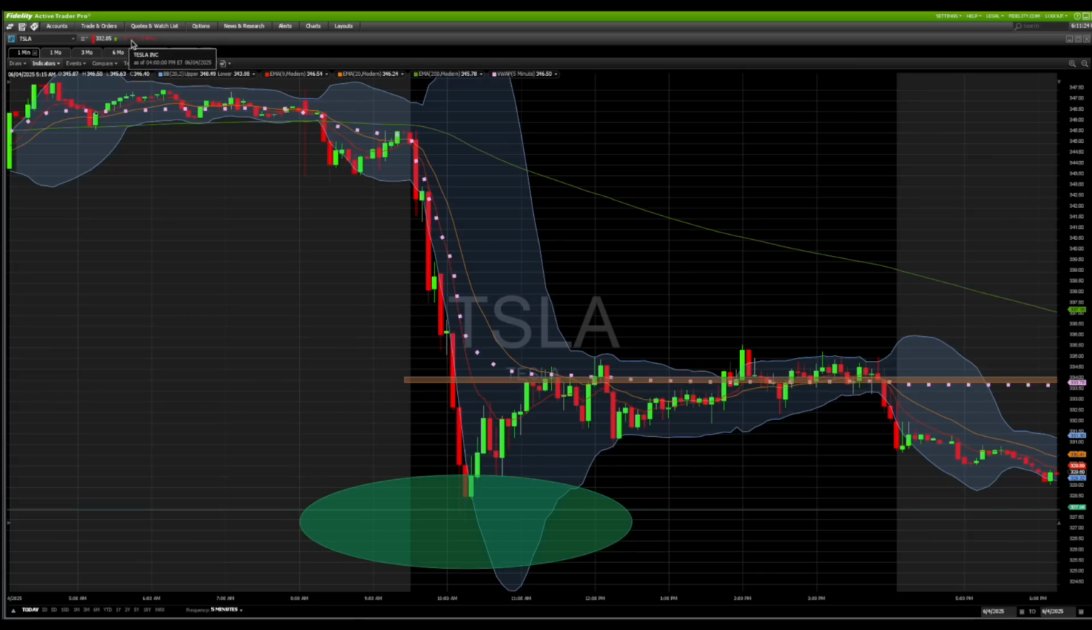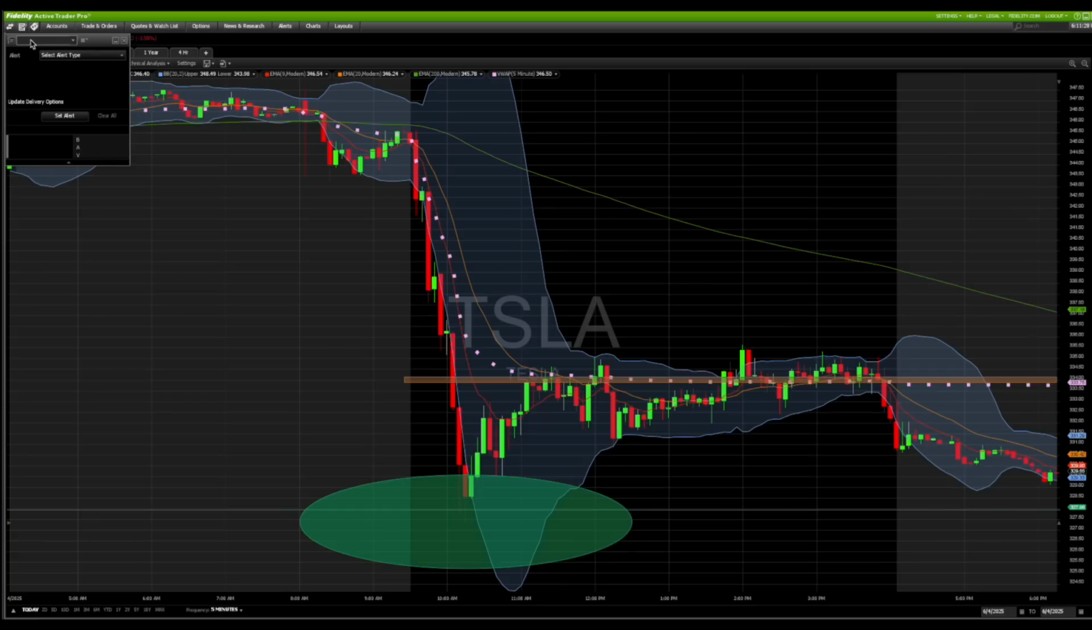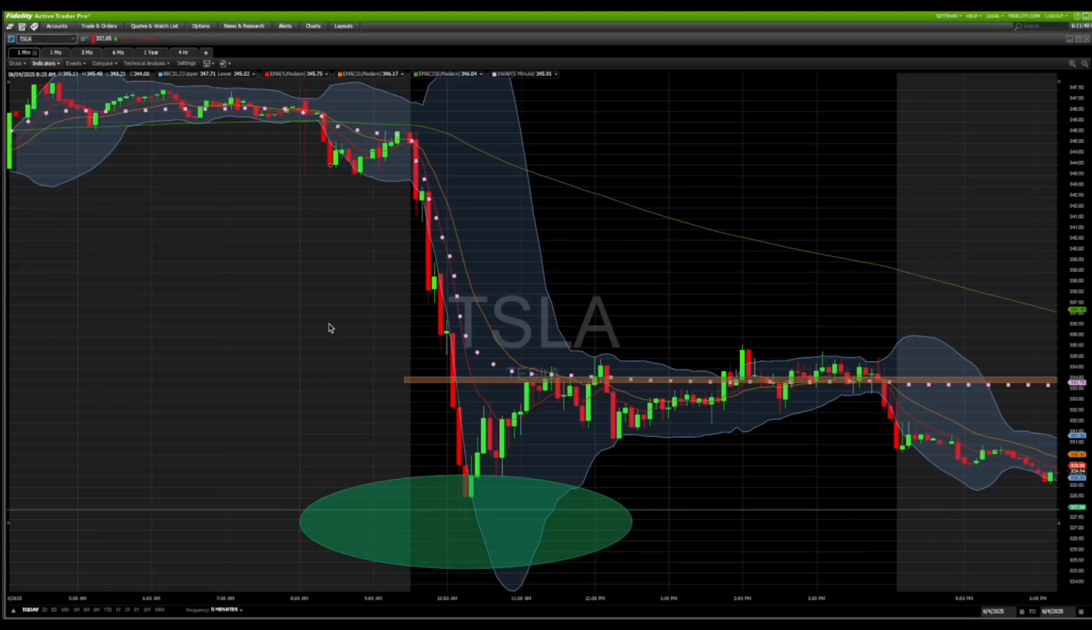So what I will do during the trading hours is set my alert. And then I'll put in Tesla, and I'll do price movement. And then I'll type in 334.25. Set the alert. The alert is set. Now I will get a text message on my personal phone when Tesla breaks above.